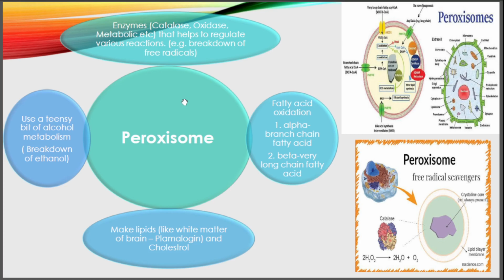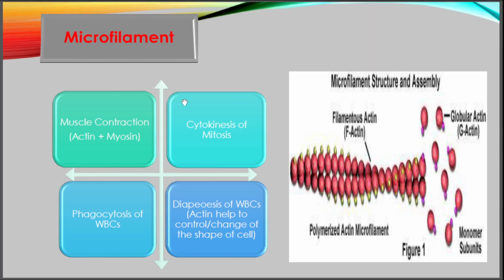So the next one we have is microfilaments. Microfilaments are a part of the cytoskeleton. The cytoskeleton is mainly responsible for providing the structure, strength and shape to the cell. They are of three types: microfilaments, intermediate filaments, and microtubules. So microfilament provides the strength or the edges to the cell, and it has a special kind of monomer or protein called actin, which is of two types, that is filamentous actin and globular actin.